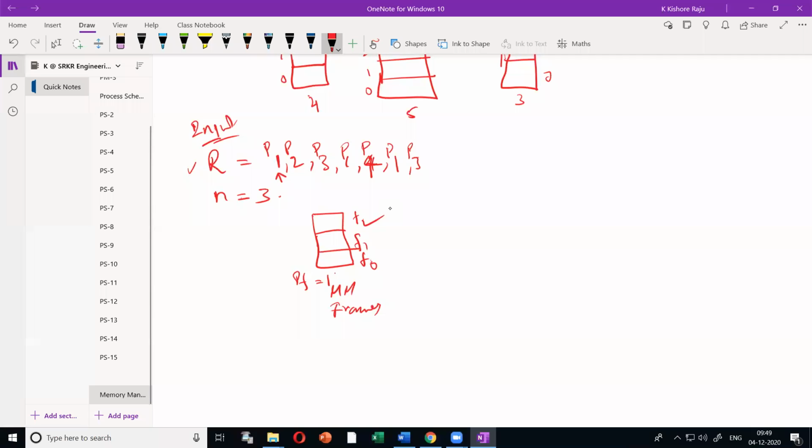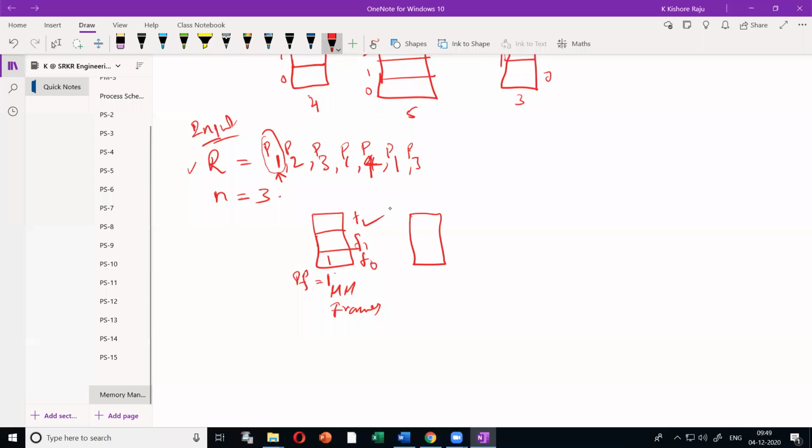Then what will the page fault mechanism do? It will get the page P1 from the hard disk, and that will be loaded into a main memory frame because all the frames are free. So P1 will be placed here. Instead of P1, I am just placing 1 in F0. Is it clear or not? Page fault is raised, so PF equals 1.